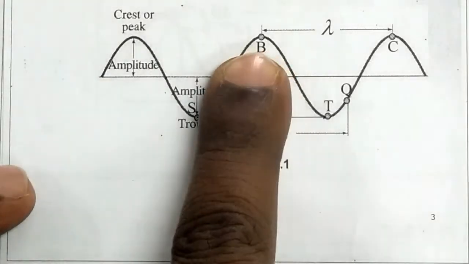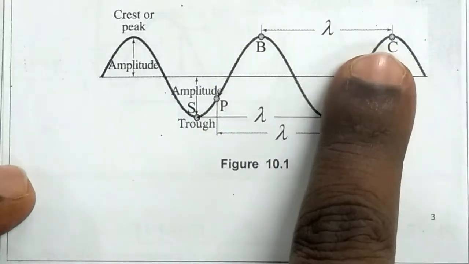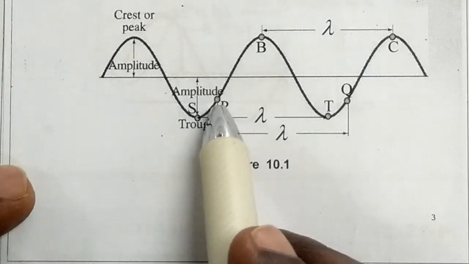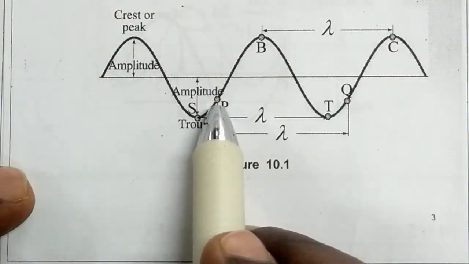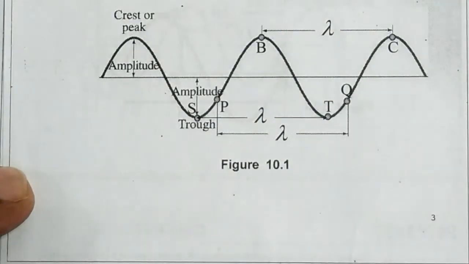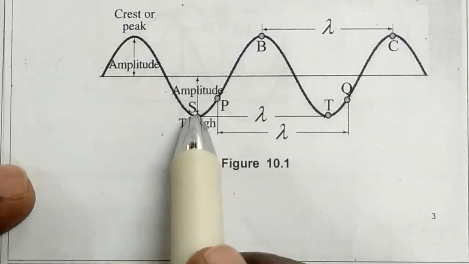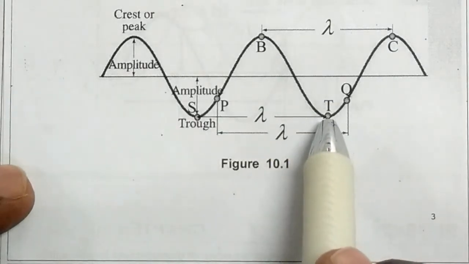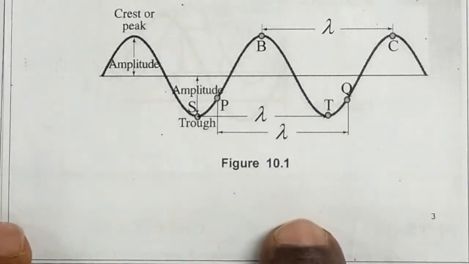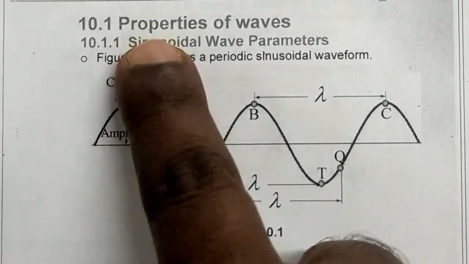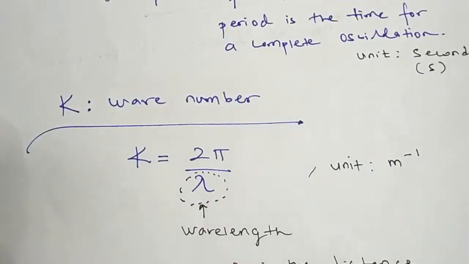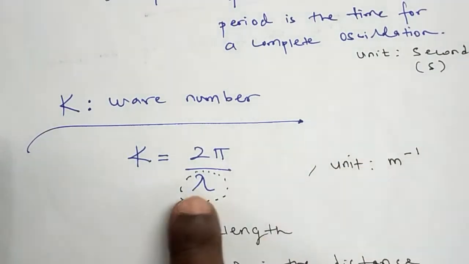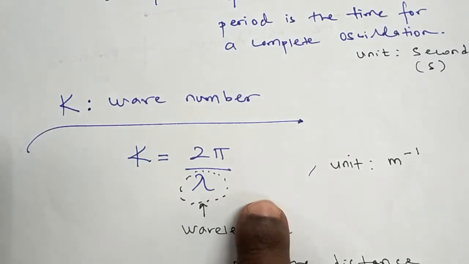Particle B is in phase with particle C. Particle P is in phase with particle Q. Particle S is in phase with particle T. So these are what we call properties of waves. For the wave number, the unit is per meter, and for the wavelength, the unit is meter.